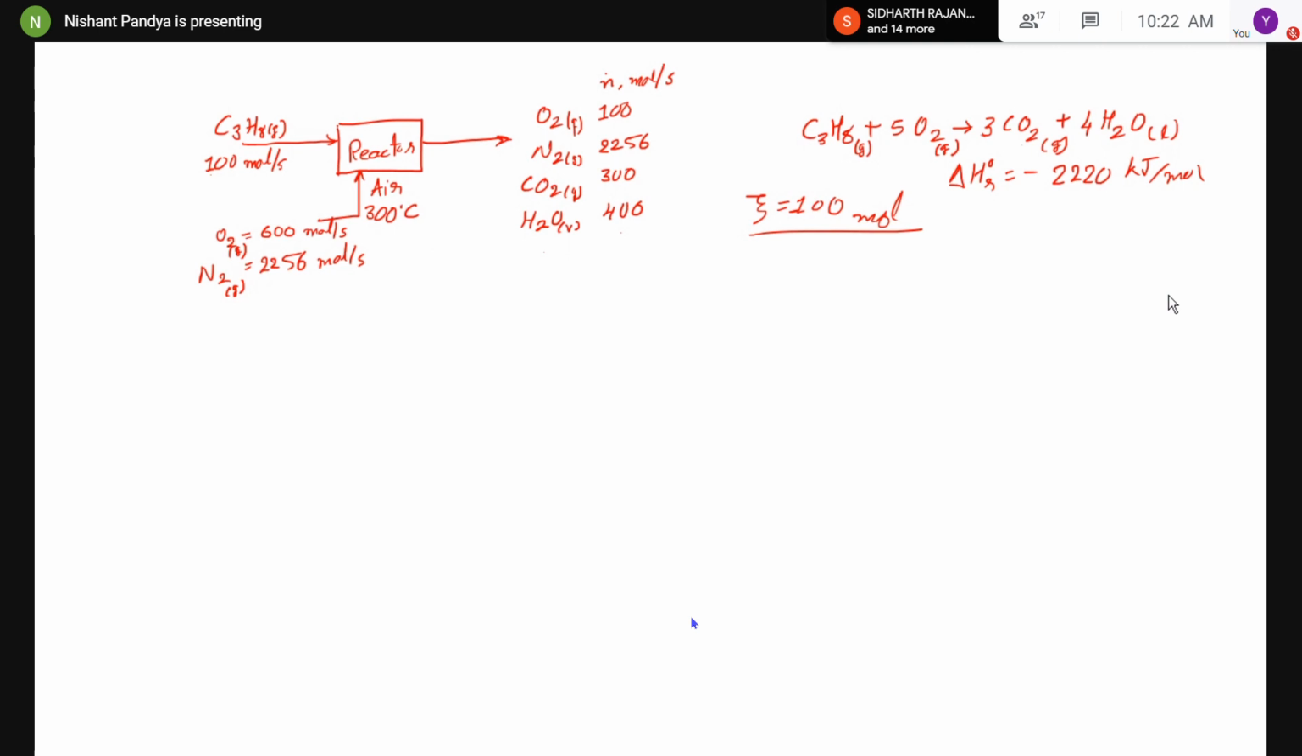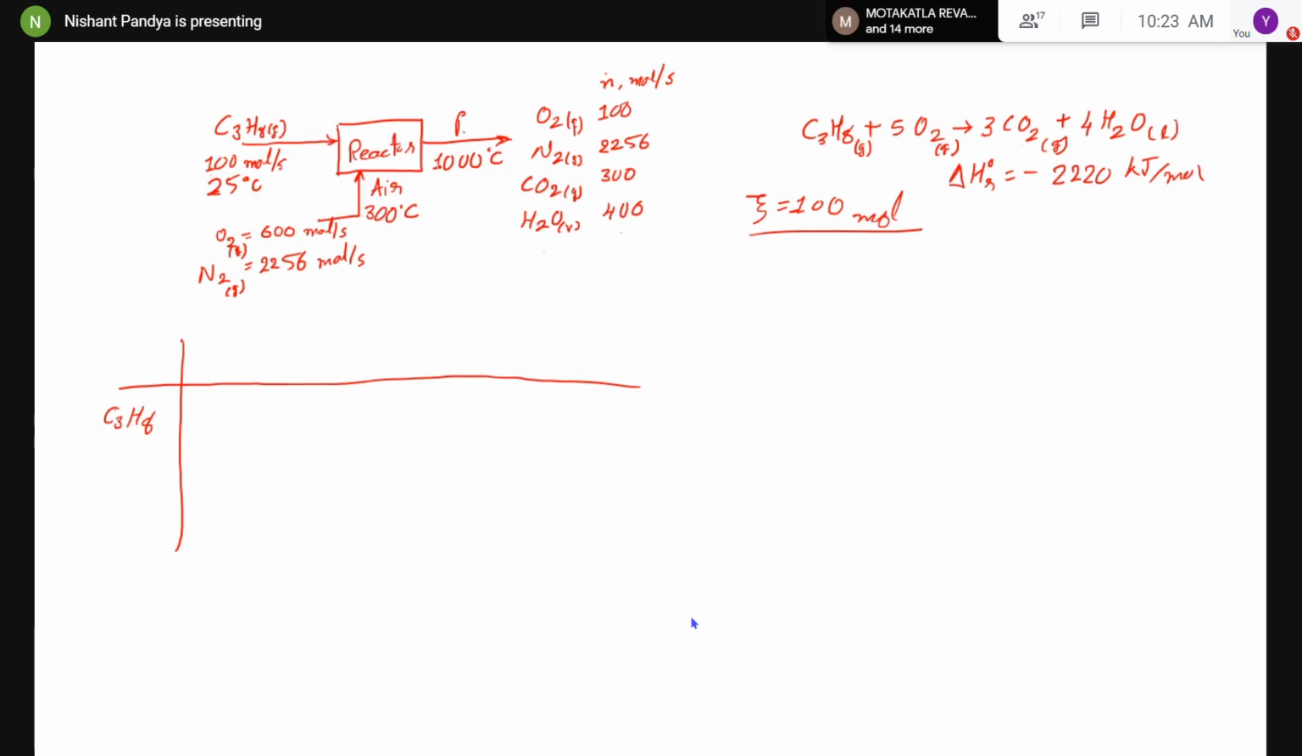Now the next thing you have to prepare is the table, like we discussed. So you have a table, a horizontal line and one vertical line, and we list all the components. So in the feed we have this one. They have given this. The condition given here is 25 degrees Celsius. This is 300 degrees Celsius, and the products which are coming out are at 1000 degrees Celsius. You can note this.